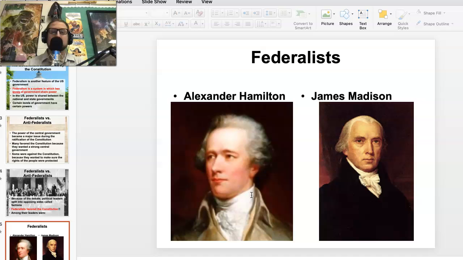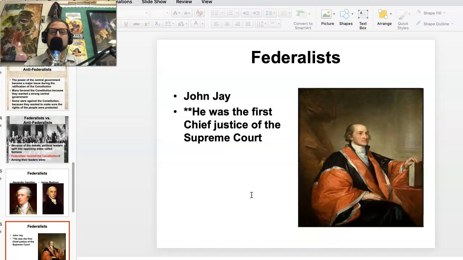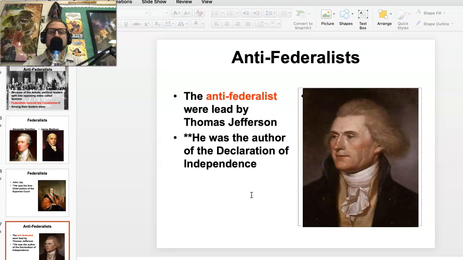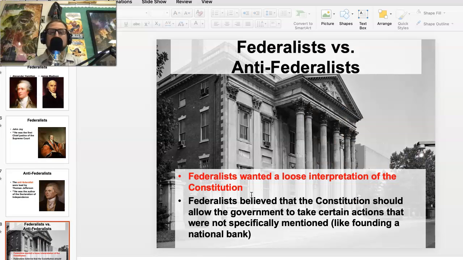Hamilton was the face of the Federalist Party. More on that in Unit 3. John Jay is the first Chief Justice of the Supreme Court. He's not the most consequential, but he's the first. Somebody like John Marshall, who comes after, has a lot more impact on the America we know. The Anti-Federalists, also known as the Democratic Republicans down the line, led by Thomas Jefferson, the governor of Virginia and author of the Declaration of Independence and future third president.